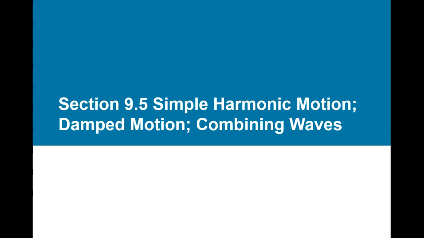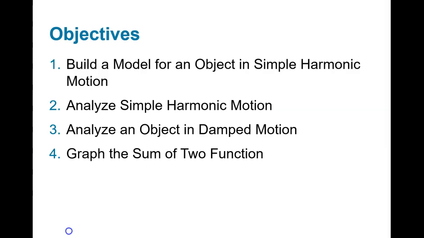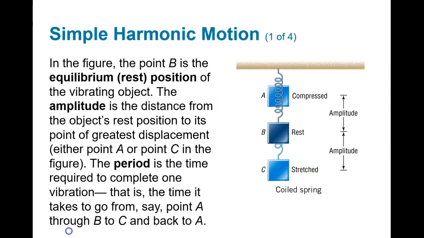Hi class, we're going to look at 9.5 notes: simple harmonic motion, damped motion, and combining waves. The big things we're going to do here are building models for harmonic motion and analyzing it so we can come up with the frequency, the amplitude, that kind of thing. But just know this is a very common application of a sine wave or sinusoid, a sine or a cosine model. When we're talking about harmonic motion, we're talking about some type of a mass on a spring.